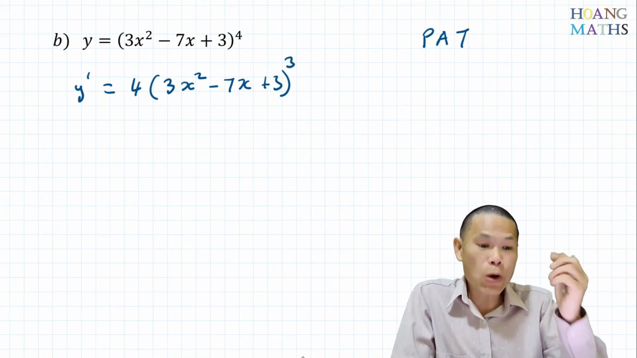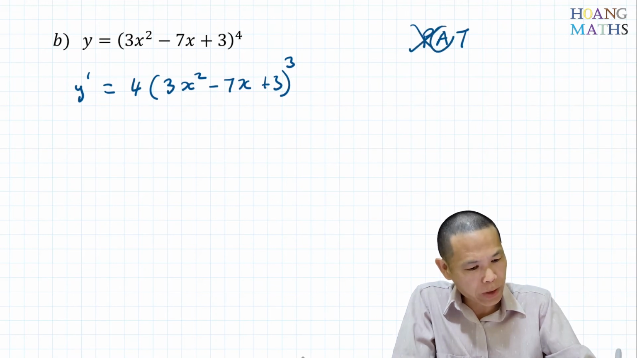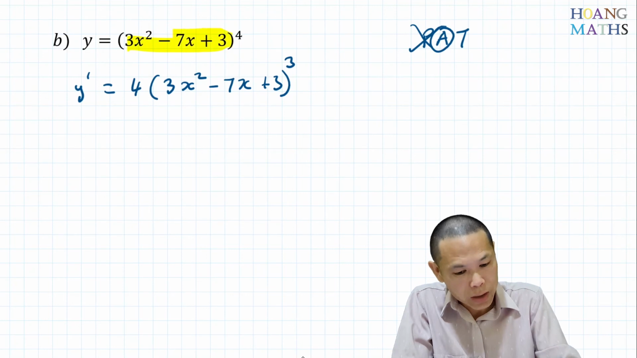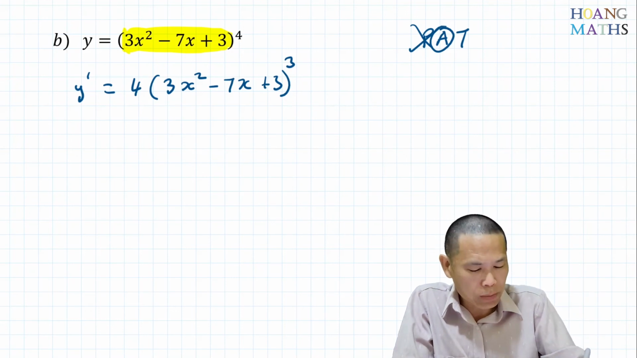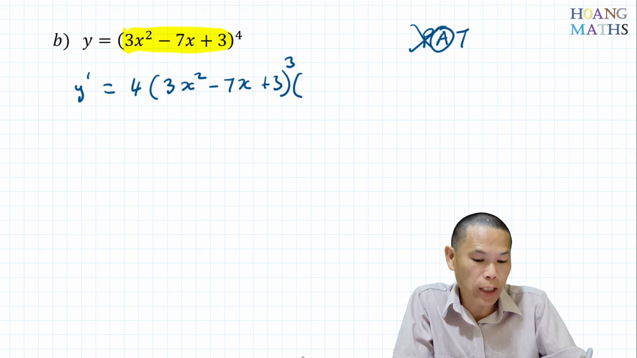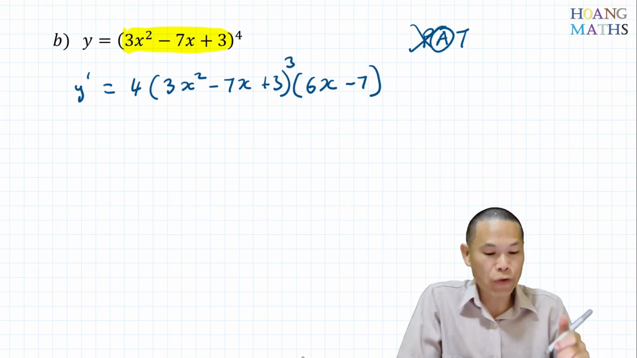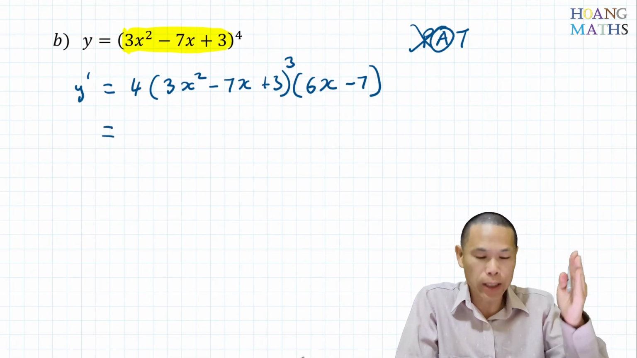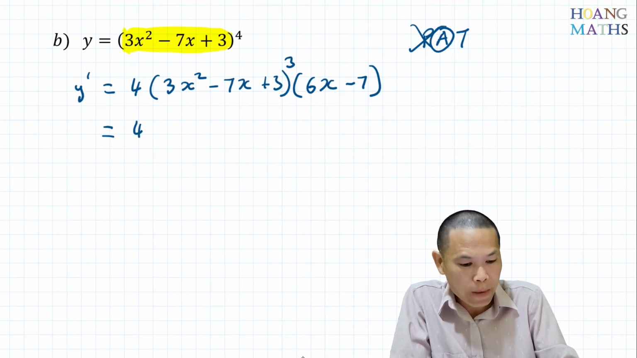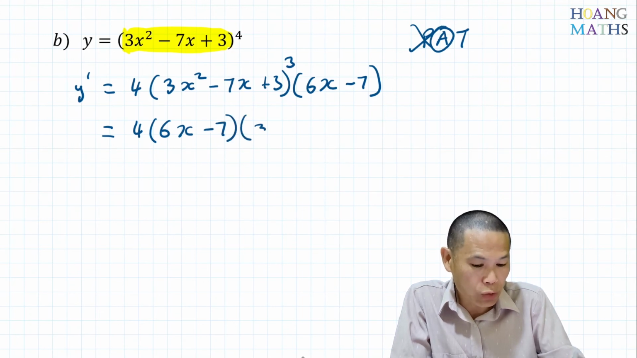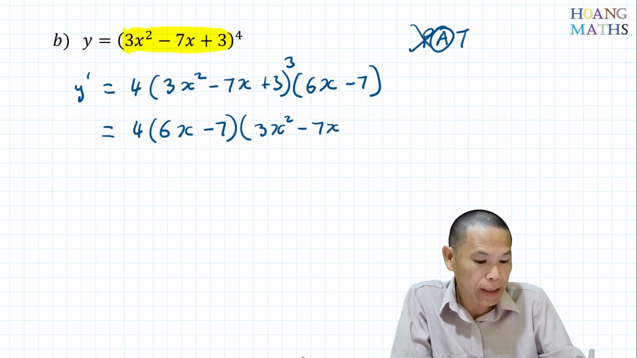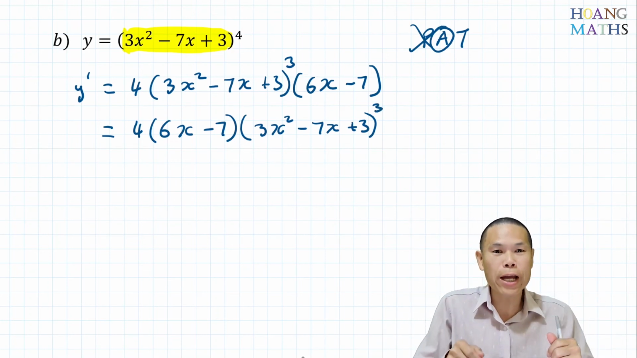Then now we differentiate the angle. Inside here, we treat this as an angle. To differentiate this, it's more than one term, so we just bracket it. 3x squared, differentiate that, becomes 6x, and then minus 7. There you go. Now we just simplify, and we write in increasing power, which is tidier, that's all. So it becomes 4 bracket 6x minus 7, and then 3x squared minus 7x plus 3. And don't forget the power of 3. There you go. I hope you got it correct.